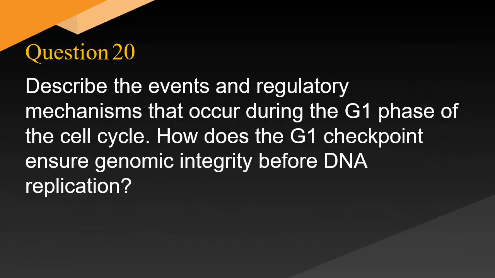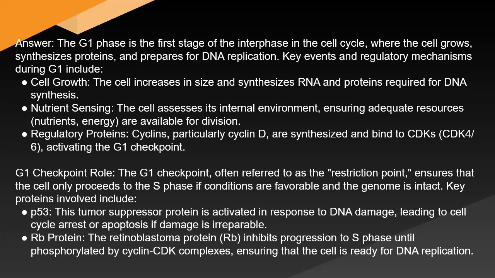Describe the events and regulatory mechanisms that occur during the G1 phase of the cell cycle. How does the G1 checkpoint ensure genomic integrity before DNA replication? Answer: the G1 phase is the first stage of the interphase in the cell cycle where the cell grows, synthesizes proteins, and prepares for DNA replication.